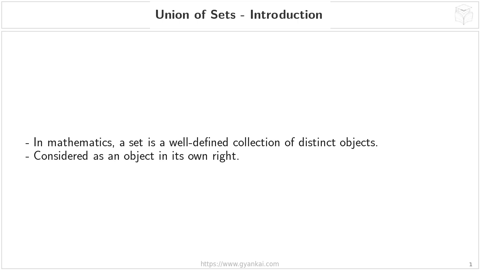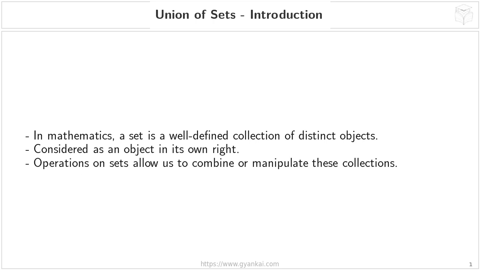Now, here's a key idea. We don't just see a set as a list of things, we treat it as a single object in itself. This might sound a little abstract at first, but it allows us to perform operations on these sets, just like we perform operations on numbers. And that brings us to the core of this tutorial. These operations allow us to combine or manipulate these collections of objects.